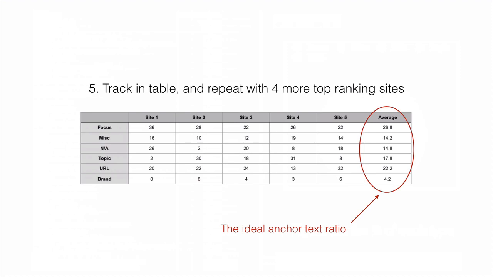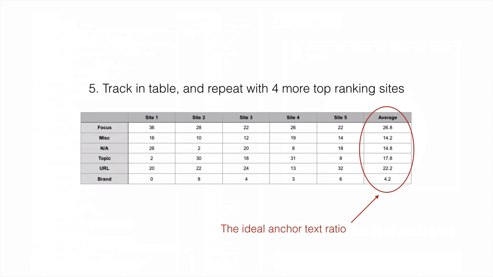And guys, if you don't know, the average is like basic math, so just site 1 plus site 2 plus site 3 plus site 4 plus site 5, work all that out, and then divide that number by 5, because obviously there's 5 different sites that we worked out on. And I've gone ahead and done that for you, and you can see the exact ratios I got. So you can see 26.8%, 14.2%, 14.8%, 17.8%, 22.2%, and 4.2%, just in case you can't read my screen very well for whatever reason. So that is your ideal focus anchor text ratio.